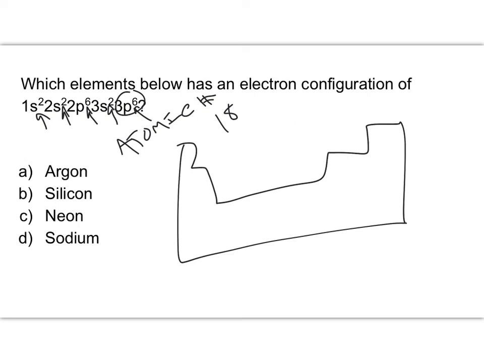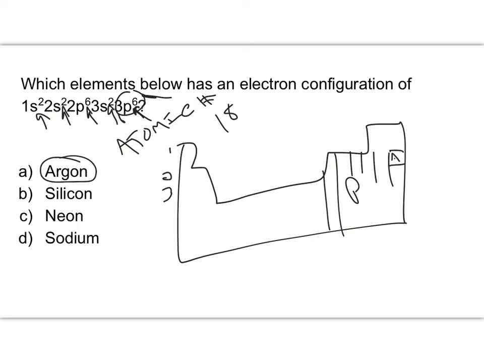The other way of doing it is looking at this ending section of the configuration, which says 3p6. So the 3 means it's in the third row. P means it's in the P section over here. And the 6 tells you it's the 6th one over. So there's actually only 6. So third row, P section 6 would be argon. It's the noble gas in the third row. It's also element number 18.